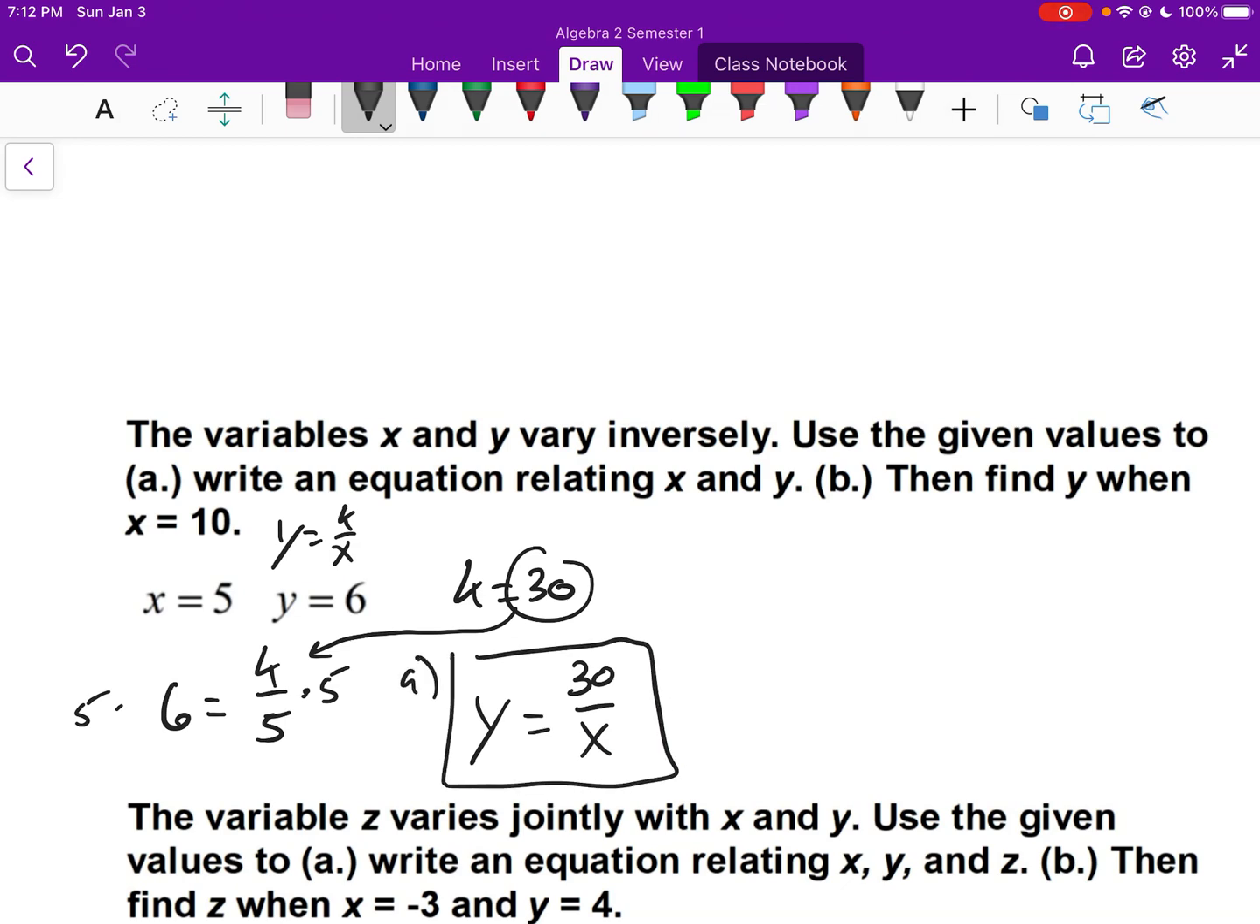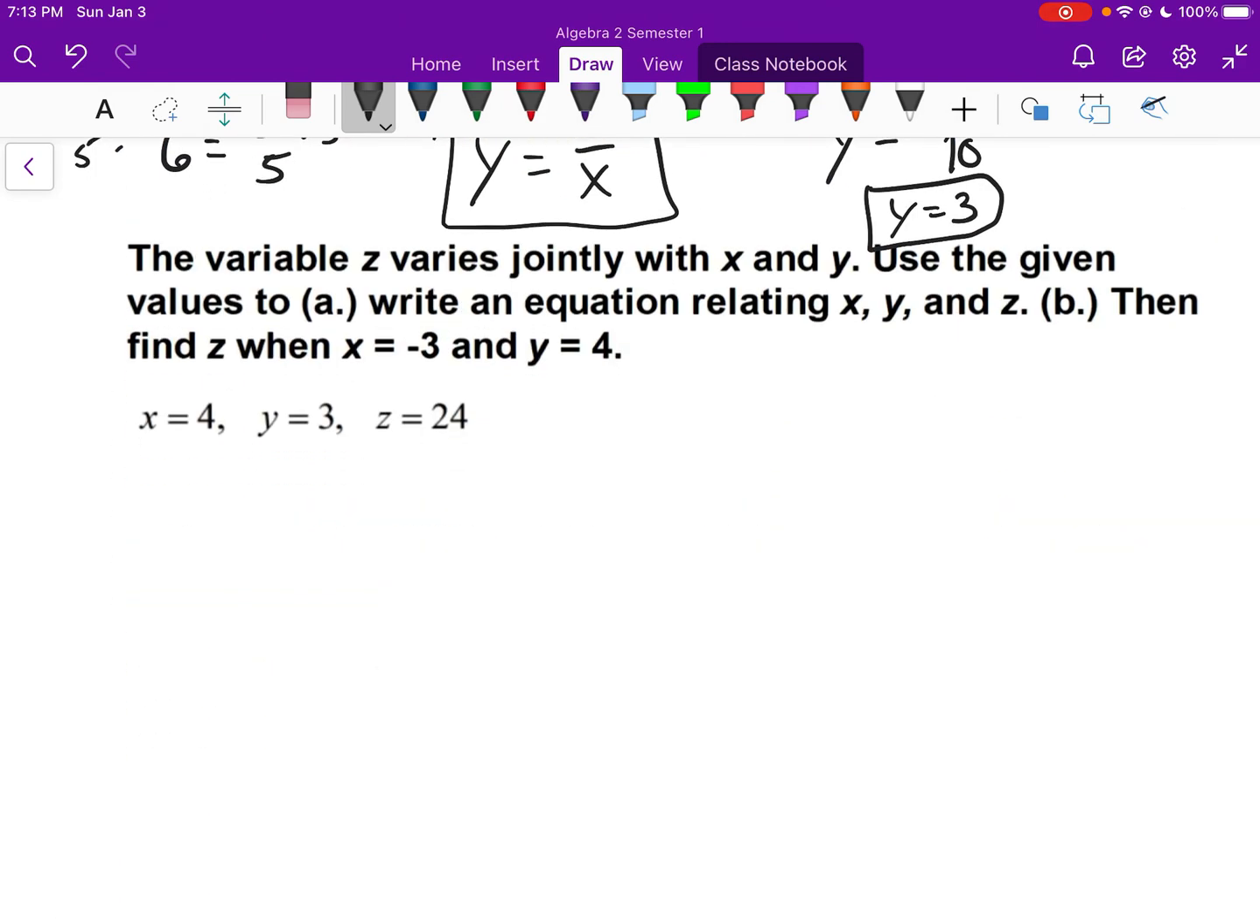And again, B, find y when x is equal to 10. So y is equal to 30 over 10, which is y is equal to 3. Now, you can't do part B without part A, because in part A we are finding the equation relating x and y. So you need to make sure to find that constant of variation. A lot of people like to stop when they get to k is equal to 30. You need to make sure to put that constant of variation into the actual equation, where y equals k over x.